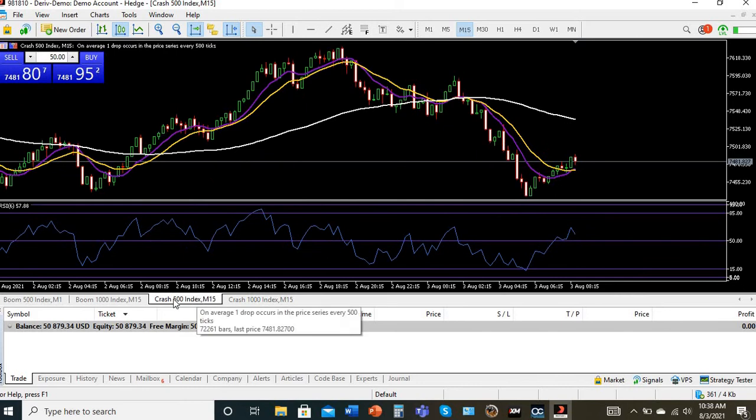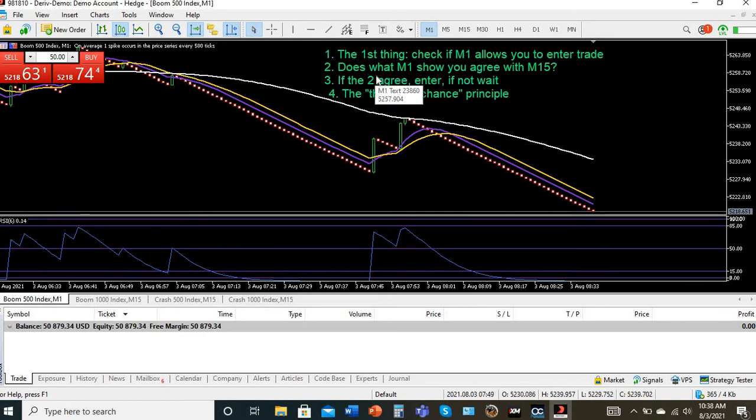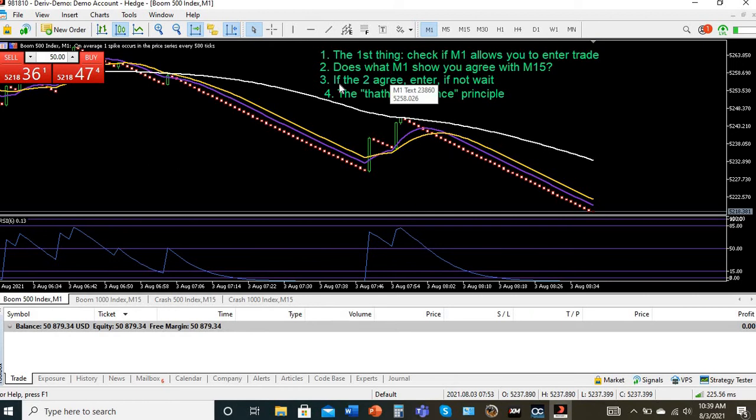Let me read them one by one for you. The first point says, the first thing to do is to check 1 minute if it allows you to enter the trade. Then if 1 minute says enter the trade, does it agree with the 15 minutes? If the 15 minutes says wait and the 1 minute says enter, it's not good to enter. You may enter, but let the two time frames agree. Let 1 minute agree with the 15 minute. If the two agree, you then enter. If they do not agree, you wait.